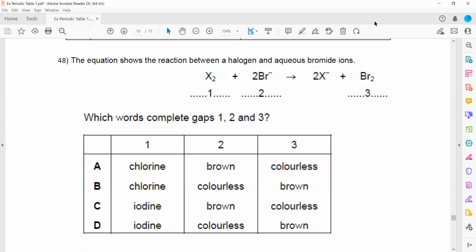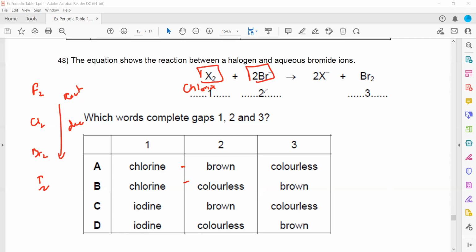In question 48, the equation is between the halogen and aqueous bromide. Always the more reactive halogen can displace a less reactive halogen ion. If we have fluorine, chlorine, bromine and iodine, as we go down the reactivity decreases. So if we want to displace bromine, we should have something more reactive than bromine, so either fluorine or chlorine. But there is no option of fluorine, only chlorine. So this should be chlorine.